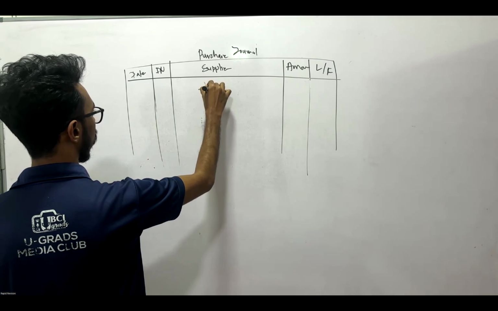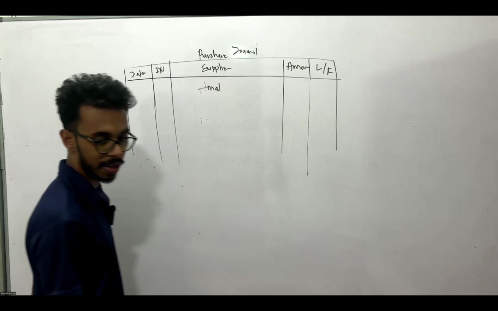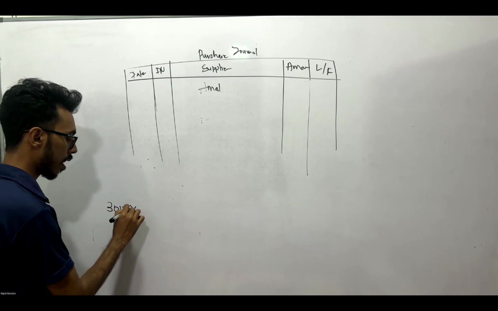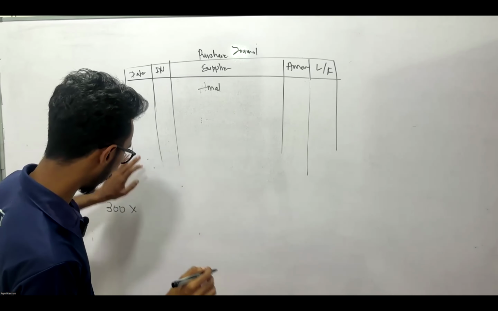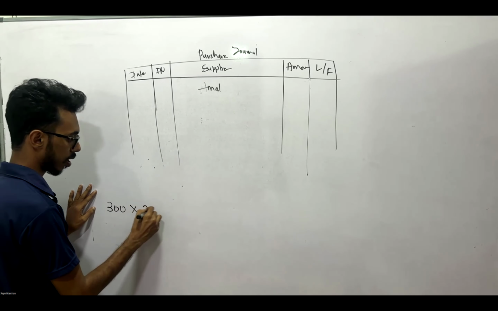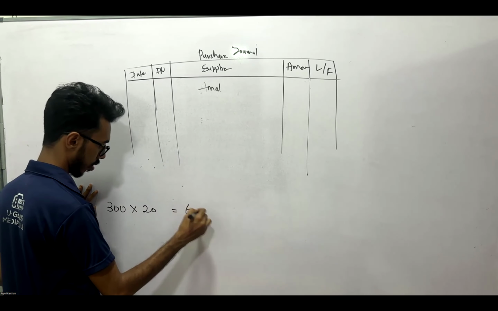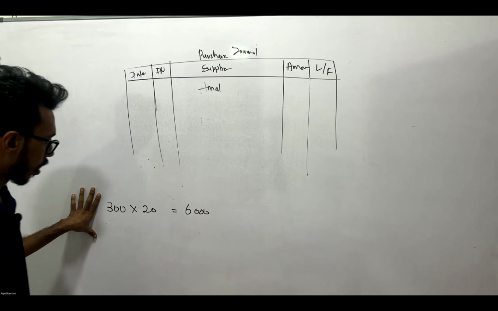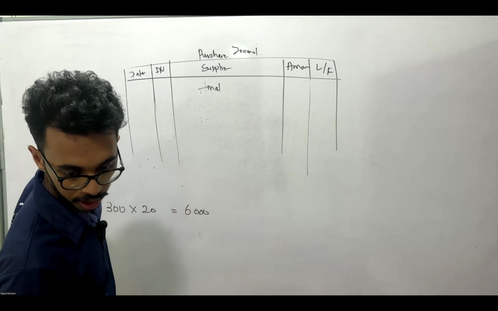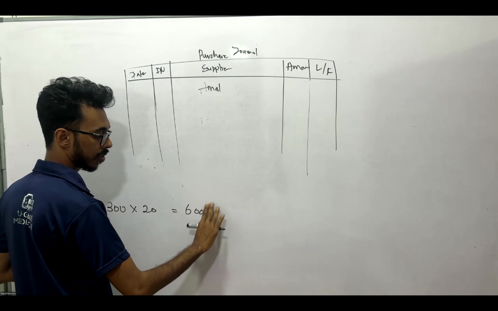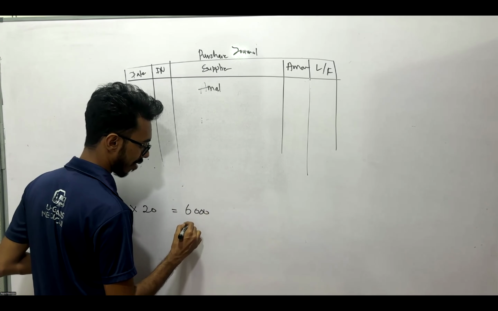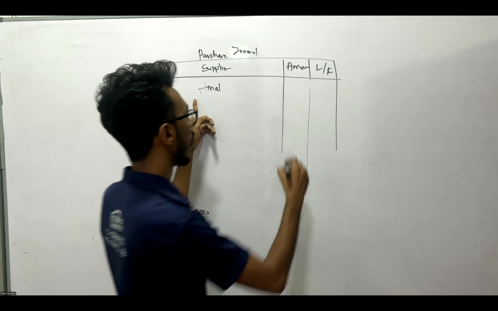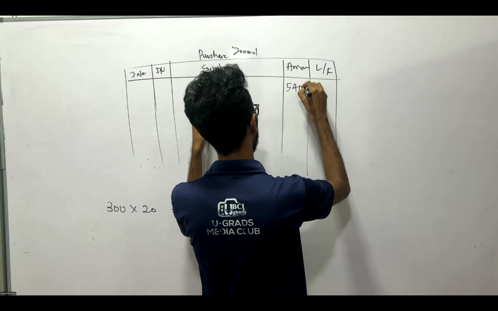We have purchased from Aman. What has he bought? Baby suits, right? Sorry, 20 baby suits, 300 each. So that will be 6,000, right? For this 6,000, we are giving a 10% trade discount. 10% of 6,000 means 600. It will become 5,400. So for Aman, the value is 5,400.